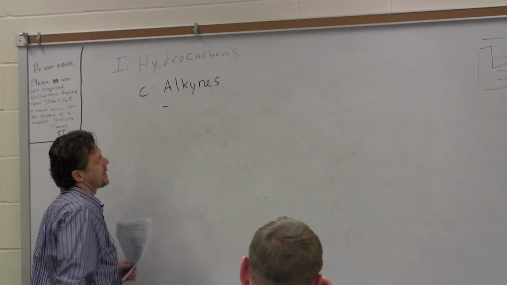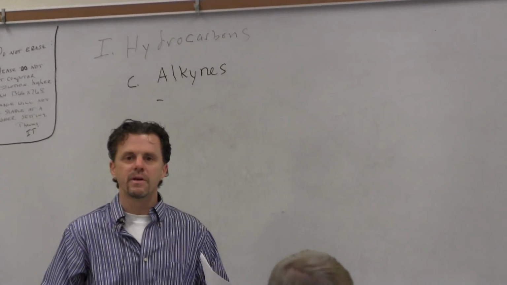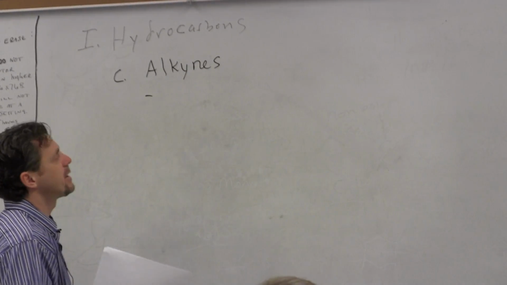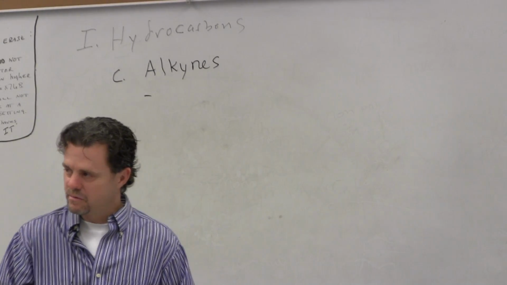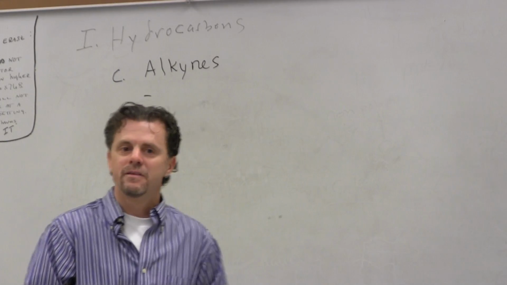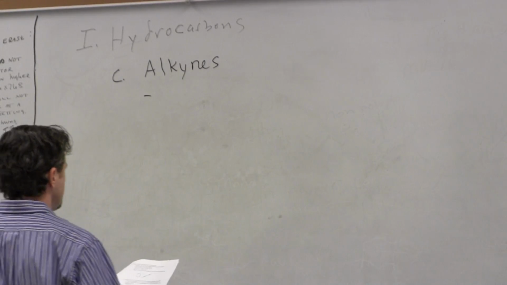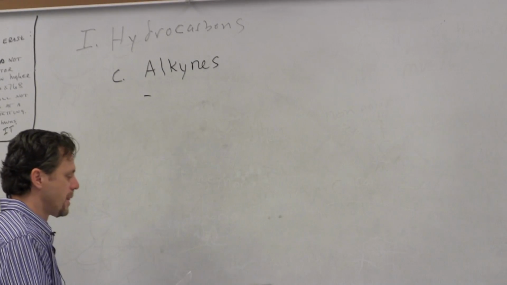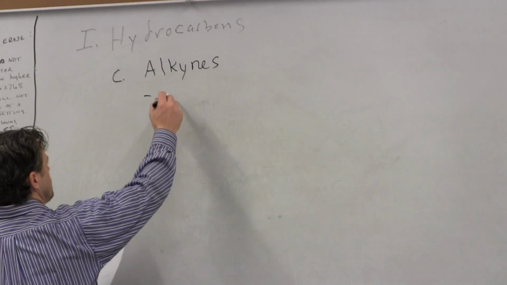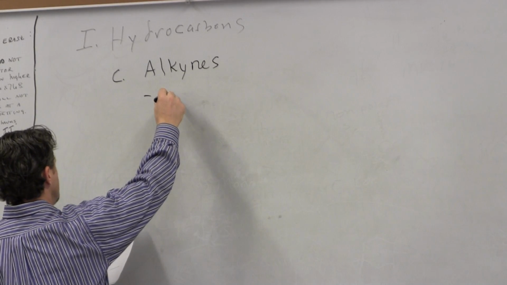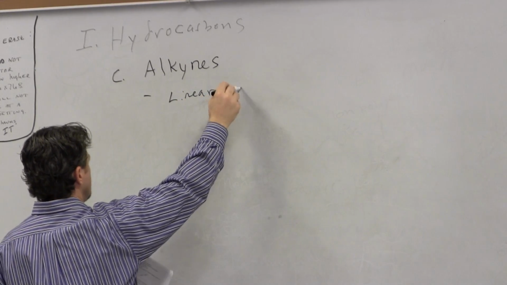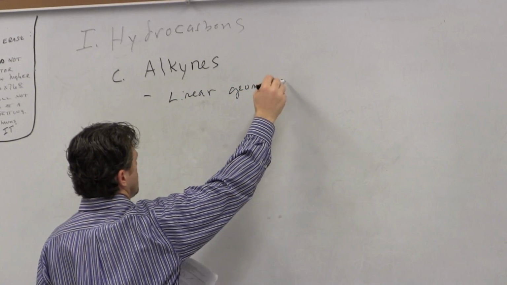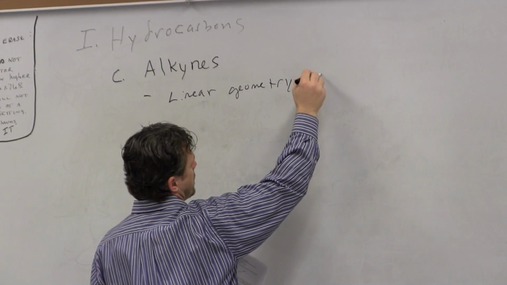Things to know about alkynes: their properties are similar to alkenes, except even more reactive still, because we now have the triple bond, which gives us more reactive sites. It's linear geometry around the triple bond.